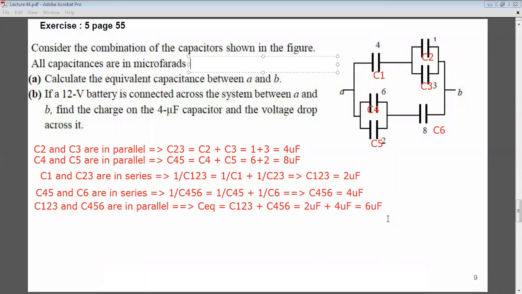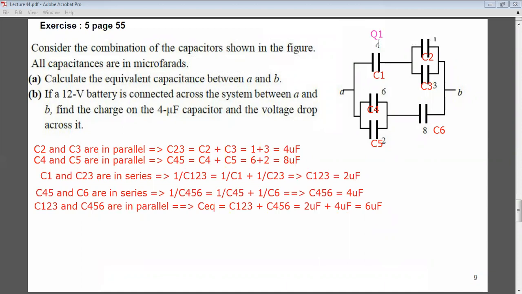Okay, if a 12-volt battery is connected across the system, so I have the total V across the circuit is 12. Find the charge on the 4 microfarad capacitor. So we want to get Q1. Okay, so here I need to get Q1.